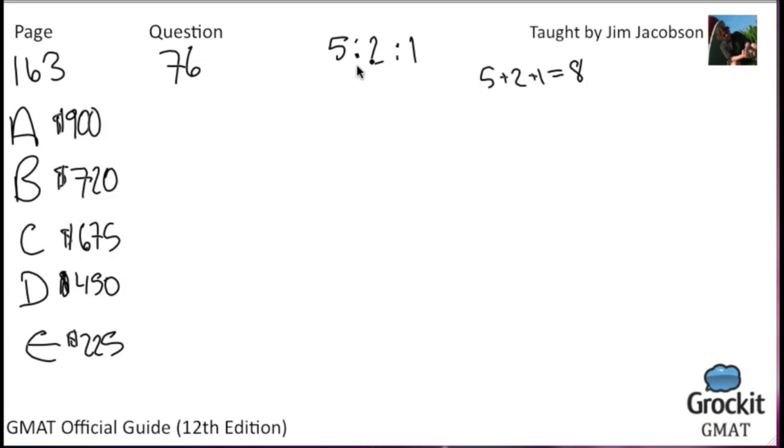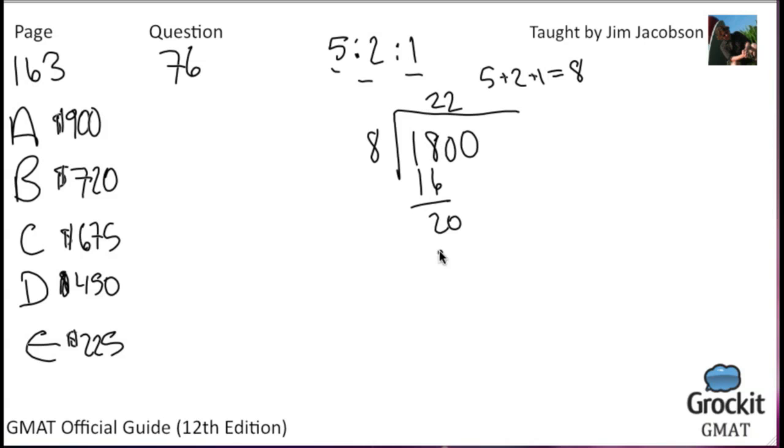So whatever this ends up being, it's going to be divided 8 ways, 8 shares total, with household expenses getting 5 shares, food getting 2 shares, and miscellaneous items getting 1 share. The total budget was $1,800, and then we basically need to divide that 8 ways to figure out what 1 share ends up being. So 8 times 2 is 16, 20, 2, 16, 40, 225. So 1 share equals $225.